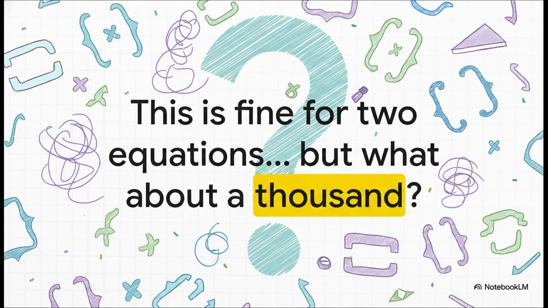So yeah, that's fine for two equations, but what happens when you have 1,000? Or even just 10? Can you imagine trying to do that same juggling act? It would be an absolute nightmare. You'd lose track of everything. There has to be a better, more systematic way to do this. There just has to be.